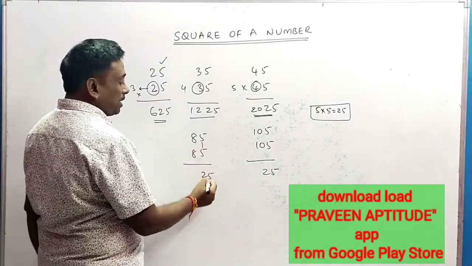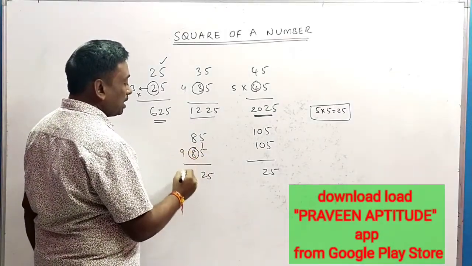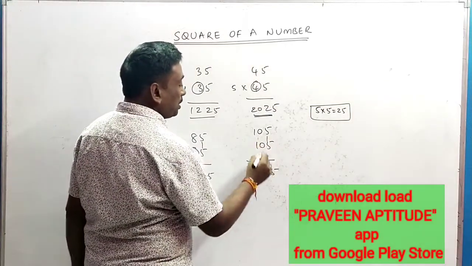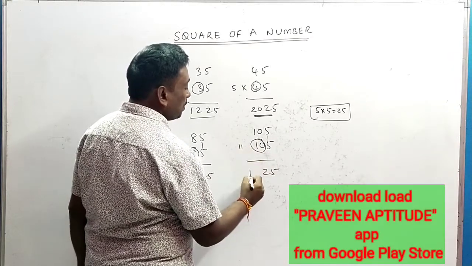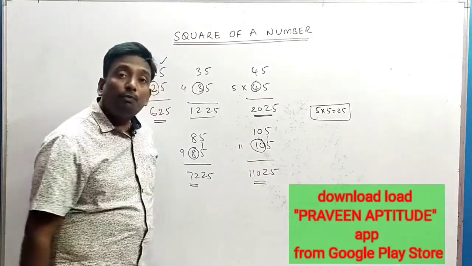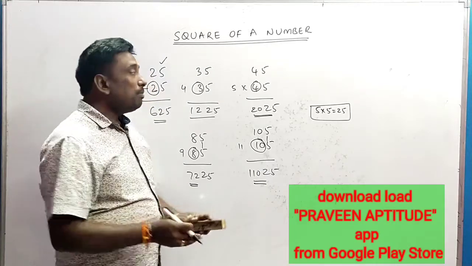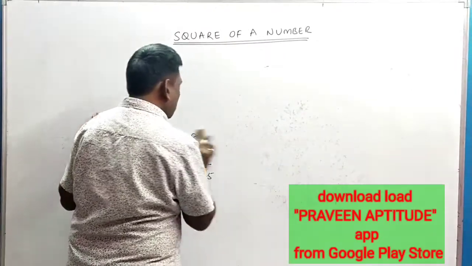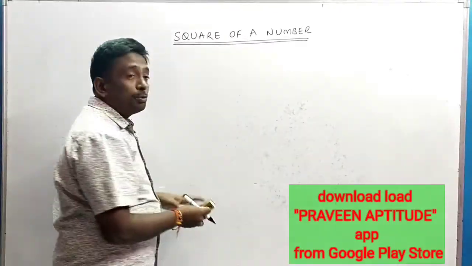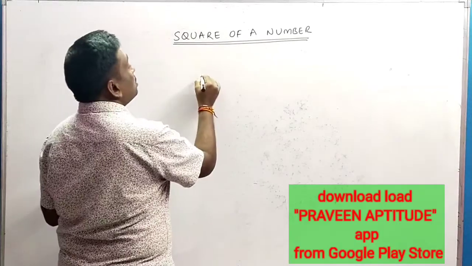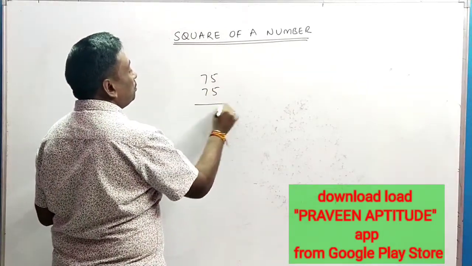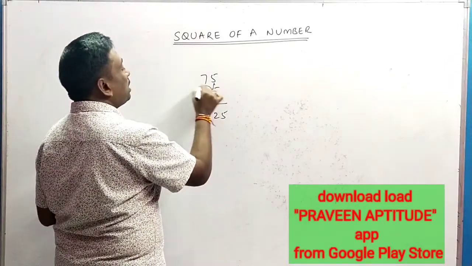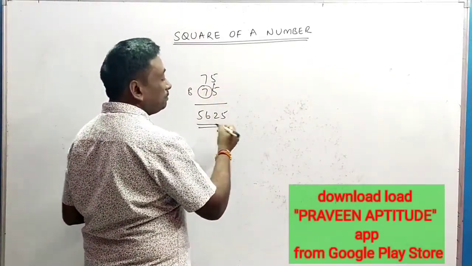What about this one? 5 5s are 25. 8 after 9. 8 9s are 72. What is here? 5 5s are 25. 10 after 11. 10 11s are 110. 110 then 25. Now I give you one. All of you give the answer within 2 seconds. What is the square of 75? Tell me now. Yes, 5 5s are 25. 7 8s are 56. 5625.